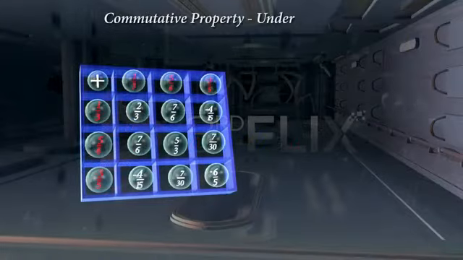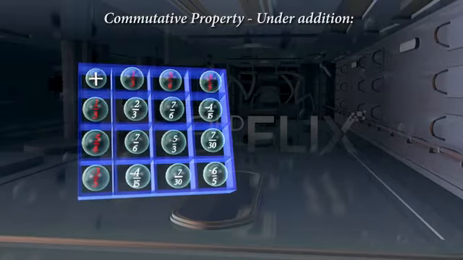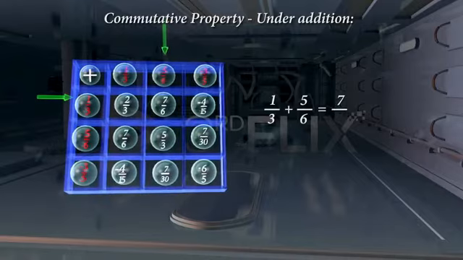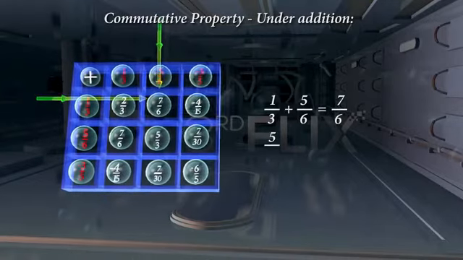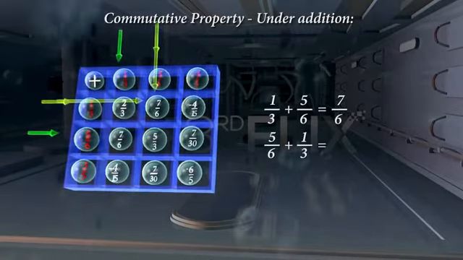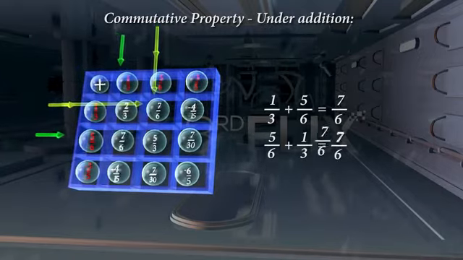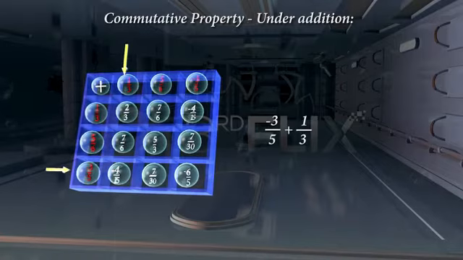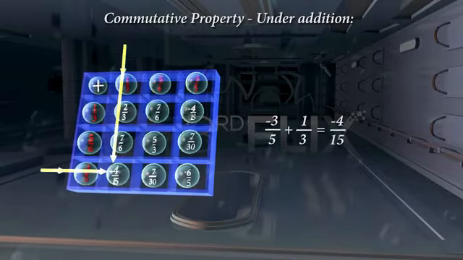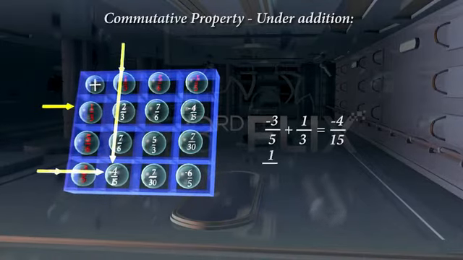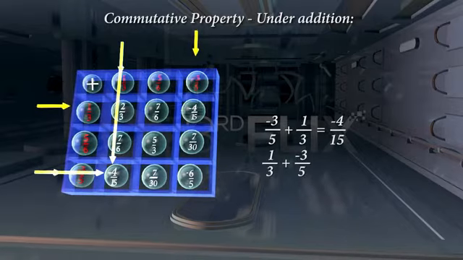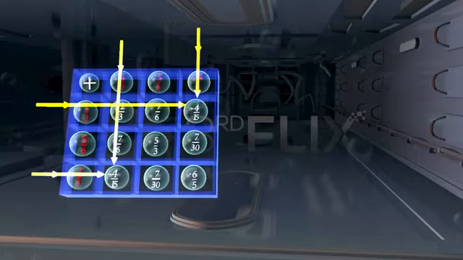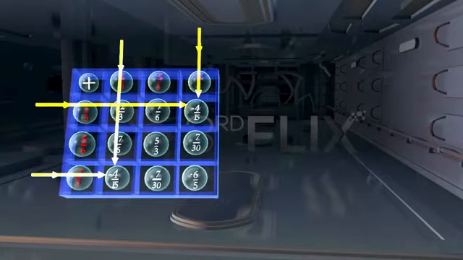Under addition, look at the addition table. 1 by 3 plus 5 by 6 equals 7 by 6, and similarly 5 by 6 plus 1 by 3 equals 7 by 6. Minus 3 by 5 plus 1 by 3 equals minus 4 by 15, and similarly 1 by 3 plus minus 3 by 5 equals minus 4 by 15. Therefore, addition is commutative for rational numbers.